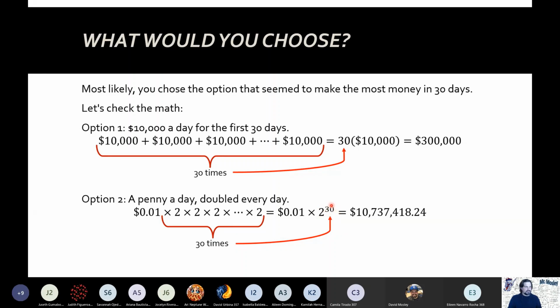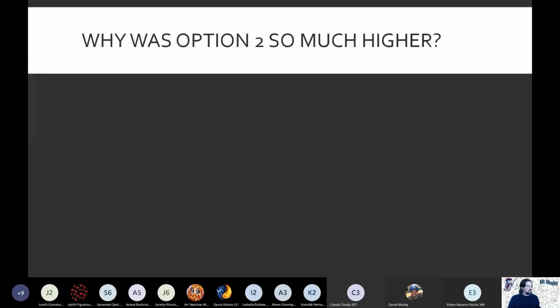Does anyone know what this little number is that's above the 2, 2 to the 30th here? What do we call that number? Does anyone remember? Yes, Ari, that is an exponent, which is why this is called exponential growth. We're going to be using lots of exponents in this unit. All right, now, I think we already talked about this part. So the operation that's occurring in option 2 as opposed to option 1, right?